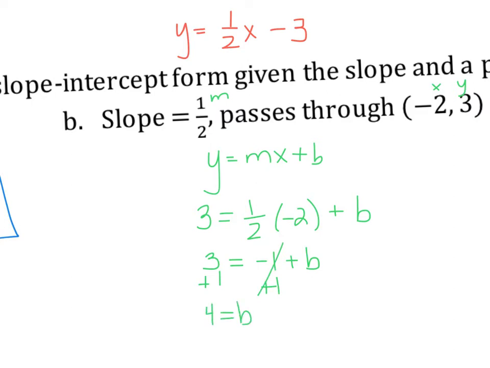So we have our m, we have our b, we're ready to write our equation. Y equals mx plus b. And then there is our equation of our line, and we are done.